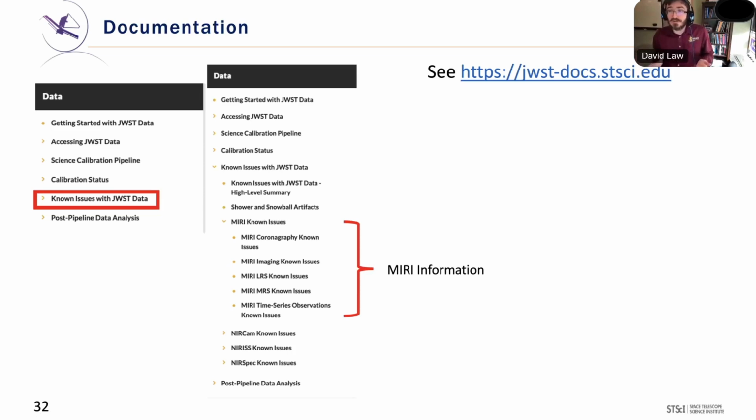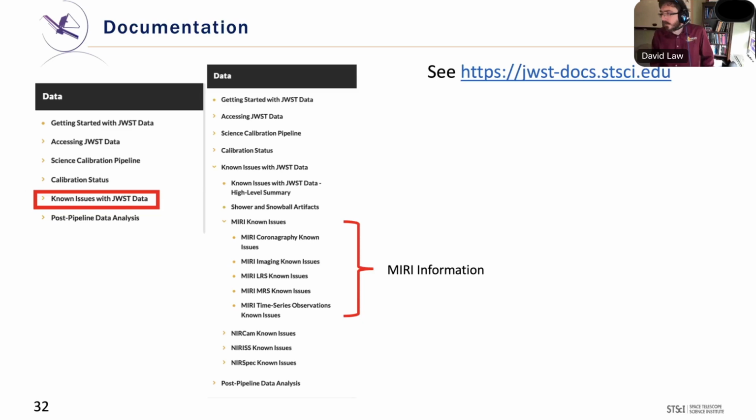So click through these pages and it'll tell you more about the kinds of things to watch out for in your data, what they look like, and most importantly, how you might want to change the pipeline configuration in order to improve what that data looks like for your own science analysis.